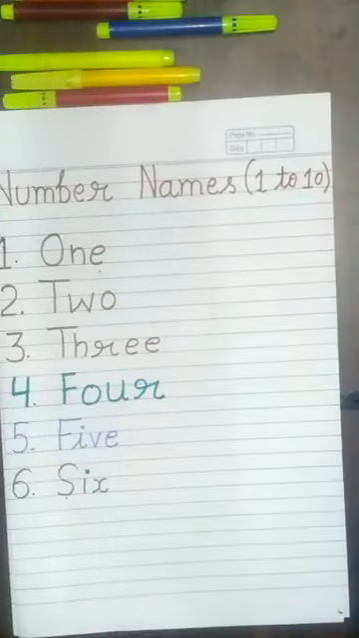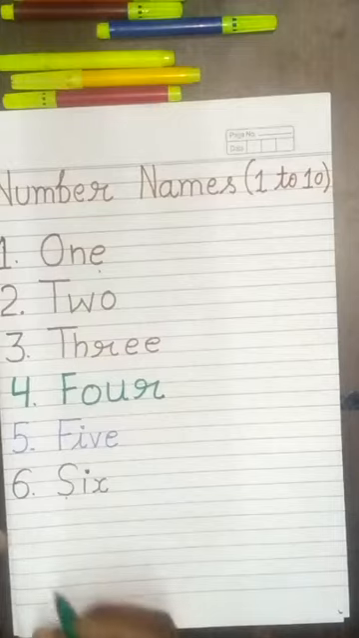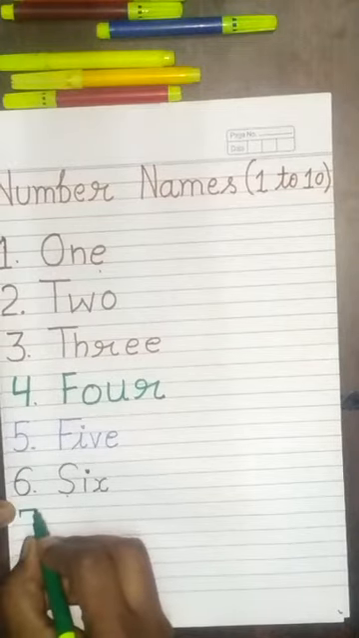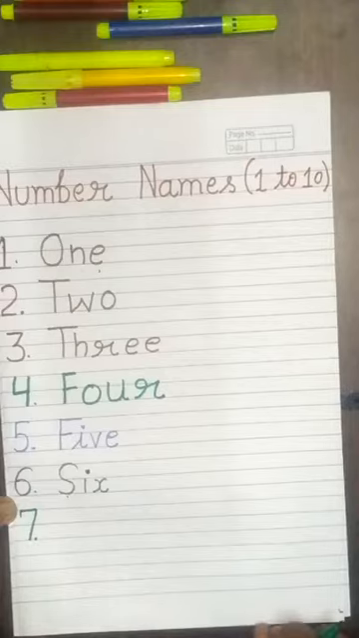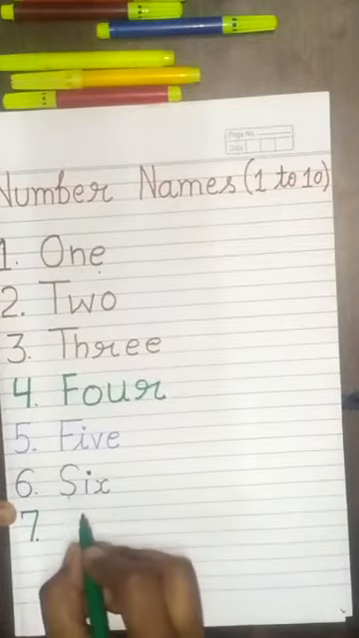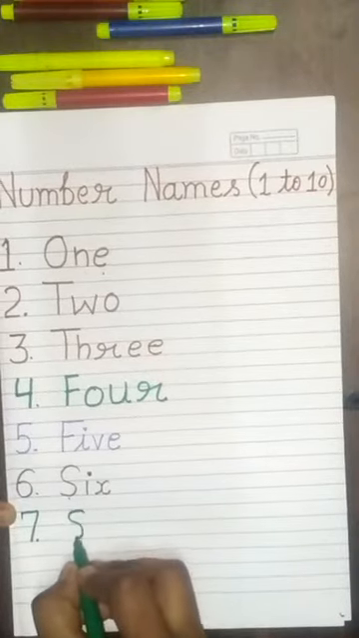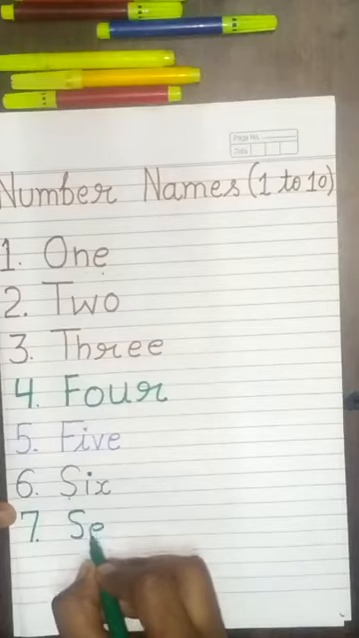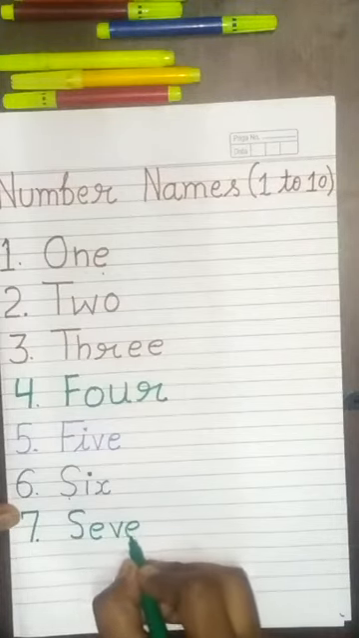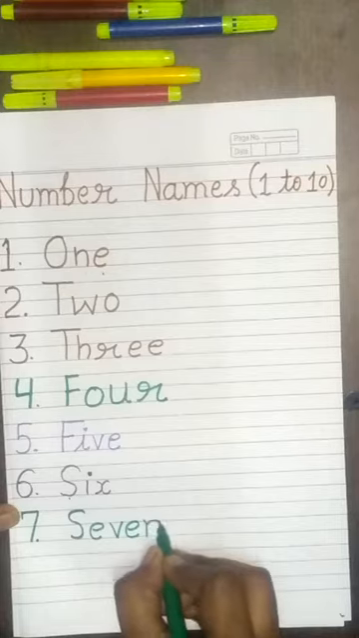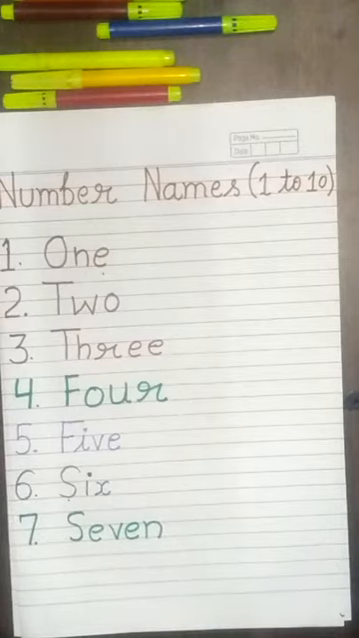The numeral for 7 we write like this, and the number name for 7 we write as S E V E N. 7.